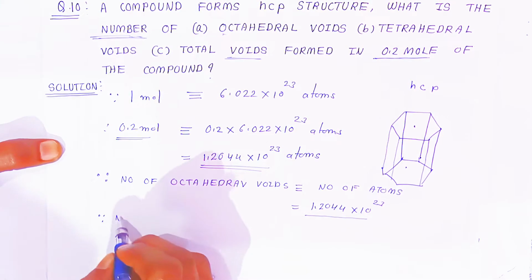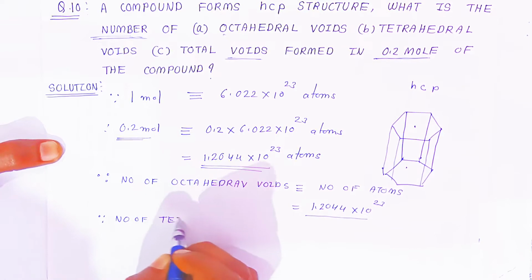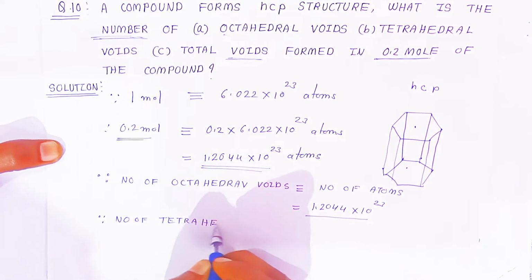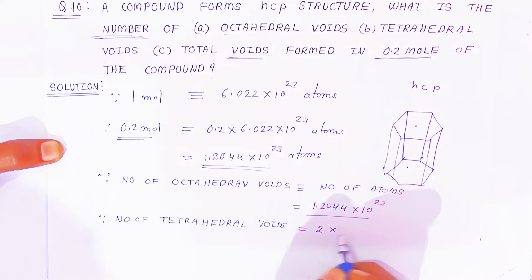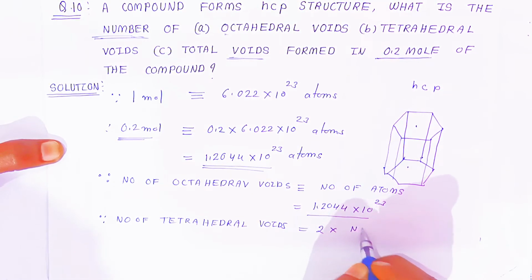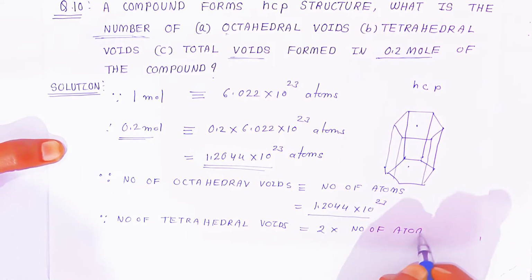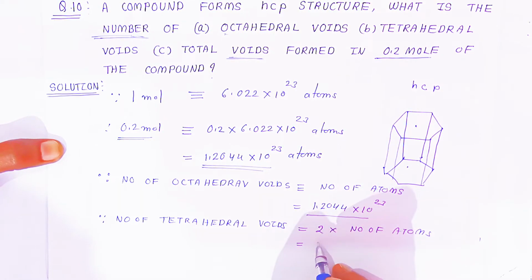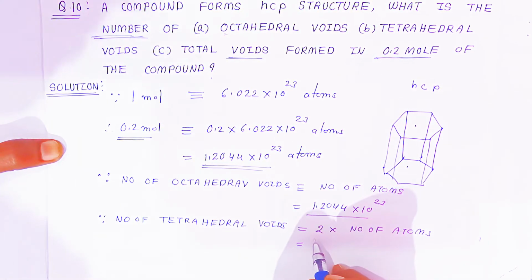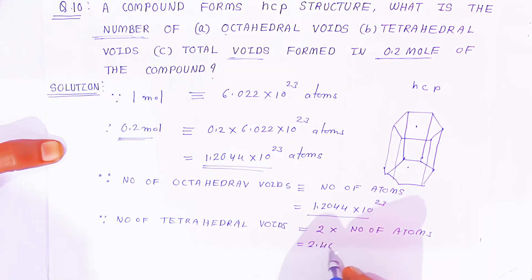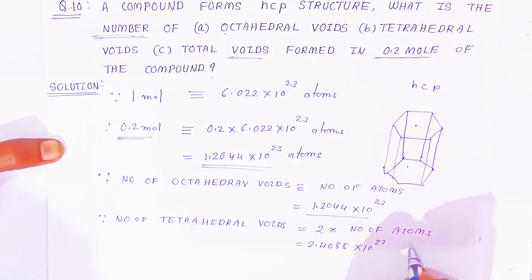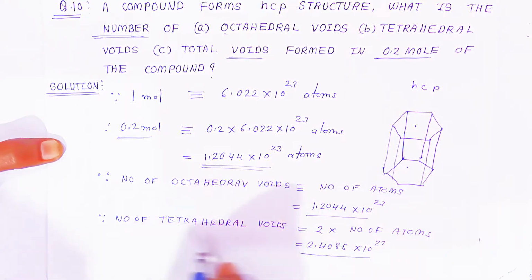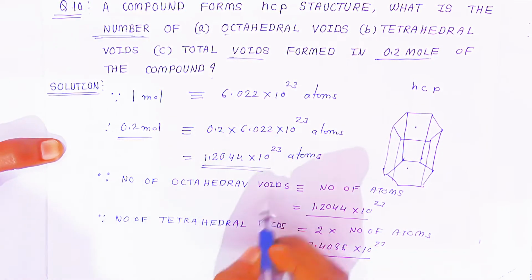Also, students, the number of tetrahedral voids is always double the number of atoms. That means, students, when you double it, it becomes 2.4088 × 10^23, and 10^23 will be as it is. Understand, students, this much number will be there. So number of tetrahedral voids, you now got, and number of octahedral voids.